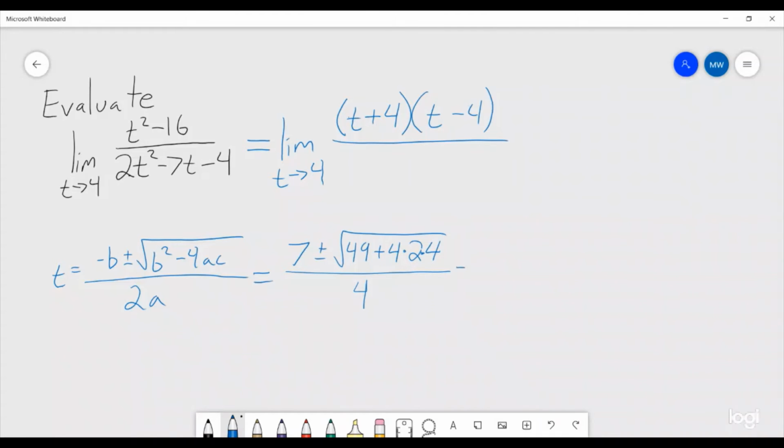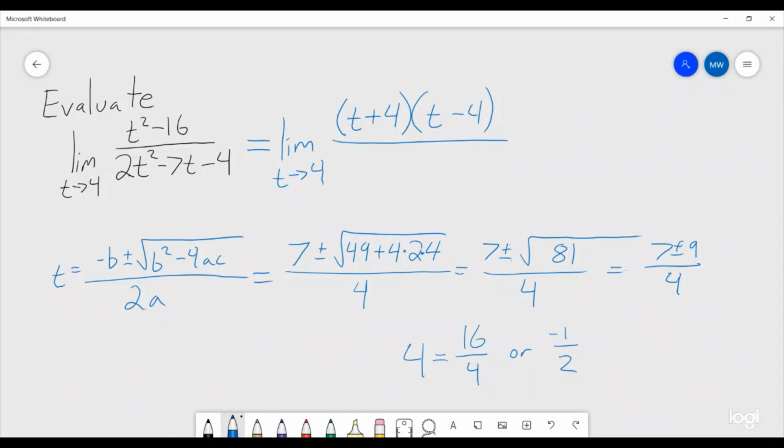So this becomes 7 plus or minus the square root of, let's see, 49 plus 32, that's 81. That's a nice number. So this is going to be 7 plus or minus 9 over 4. Well, 7 plus 9 is 16 over 4. So this is going to be either 16 over 4 or 7 minus 9 is negative 2 over 4, or a negative 1/2. So these are the two zeros. So we got 4 equaling that. And these are the two things that we need to be the zeros of the pieces.